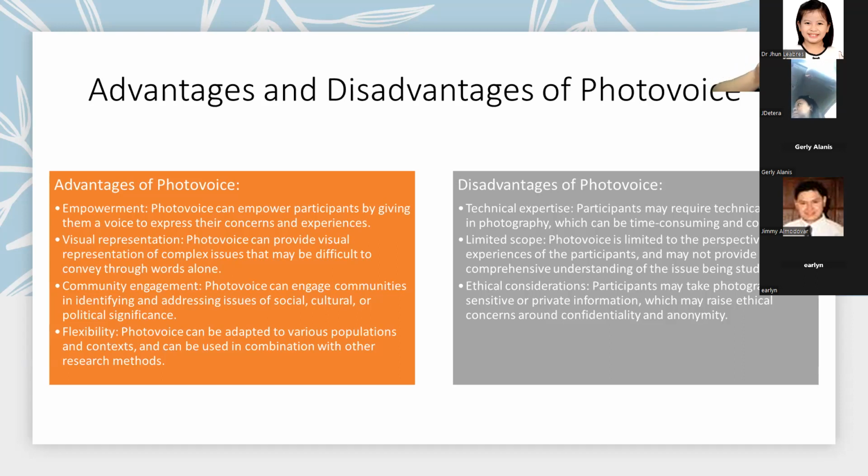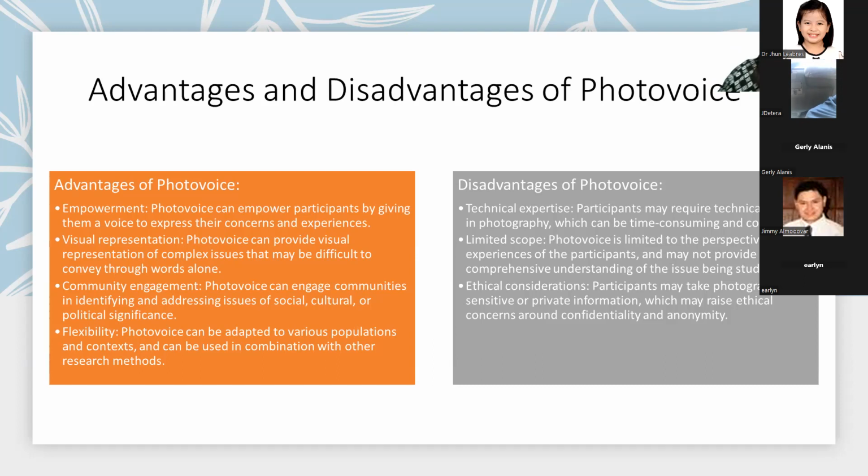There was one with grains of mud because they felt dirty. So, see, it's objects, inanimate objects, but they were able to make it come to life by photograph. Okay, it's flexible because you can do it in different contexts. Okay, so disadvantages: the technical expertise.